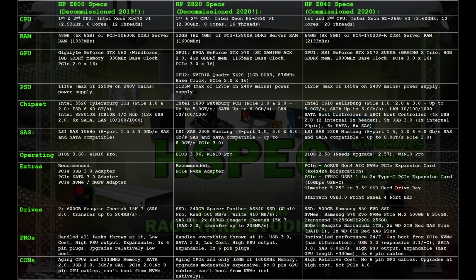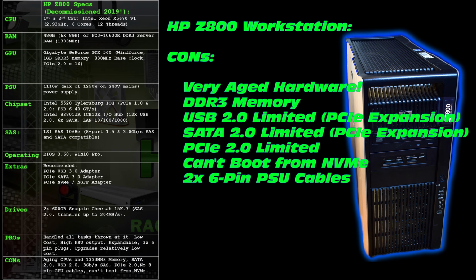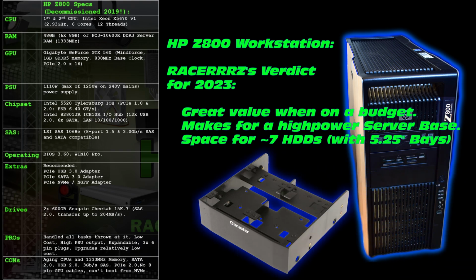Now, pros for the 800. Low cost, expandable, powerful CPU. You can fit modern GPUs, so keep an eye on that. Now, the hardware is really aged. It only has DDR3 memory, USB, SATA and SAS, so maybe not so great, but lots of expandability. So still pretty good value for a budget gaming rig.